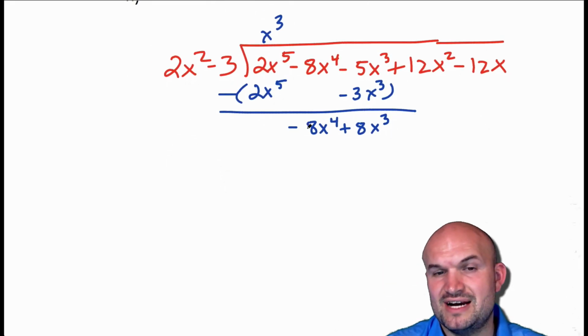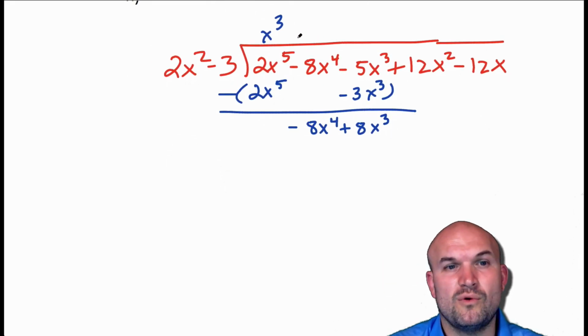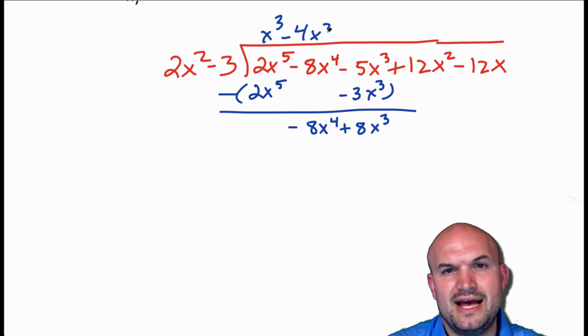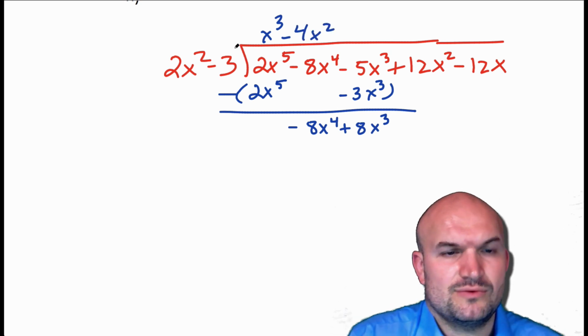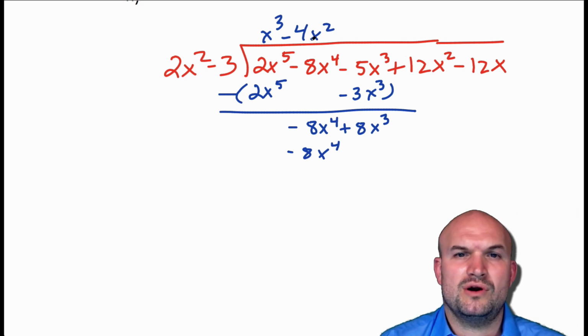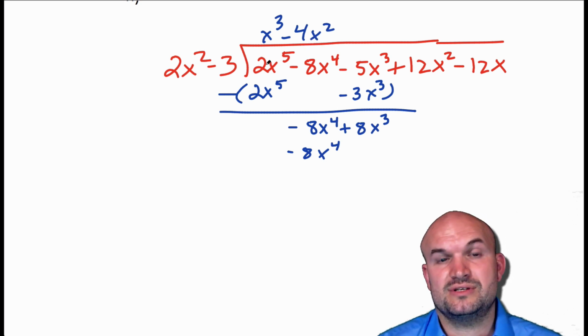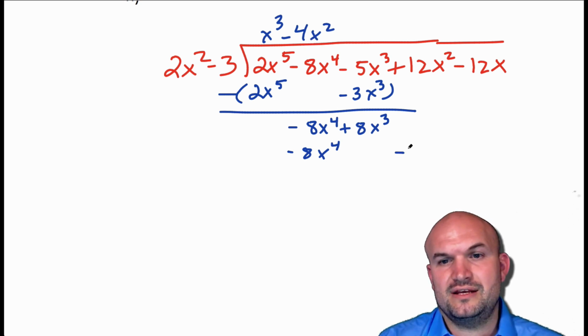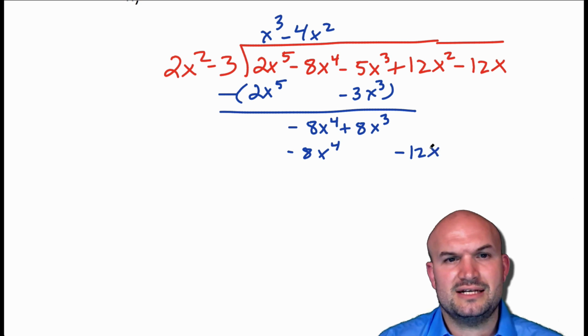2x squared divides into negative 8x to the 4th. That's going to be a negative 4x squared. Negative 4x squared times that becomes a negative 8x to the 4th. And negative 4 times x squared times -3 becomes a negative 12x squared. So let's bring that down.